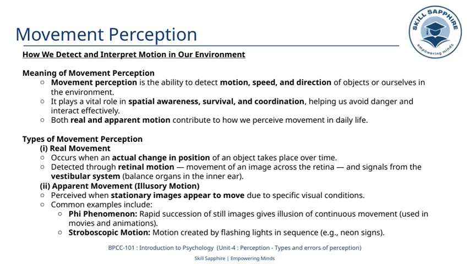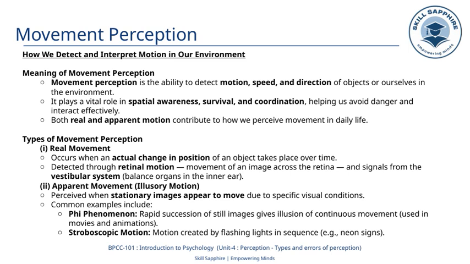Let's talk about movement perception. Movement perception is essentially our ability to detect motion, speed, and the direction of objects around us, or even ourselves in the environment. It's really crucial because it helps us stay aware of where we are in space, ensures our survival, and supports coordination in our daily activities. Whether it's avoiding obstacles or catching a ball, movement perception is at work. Both real and apparent motion contribute to how we perceive movement every day.